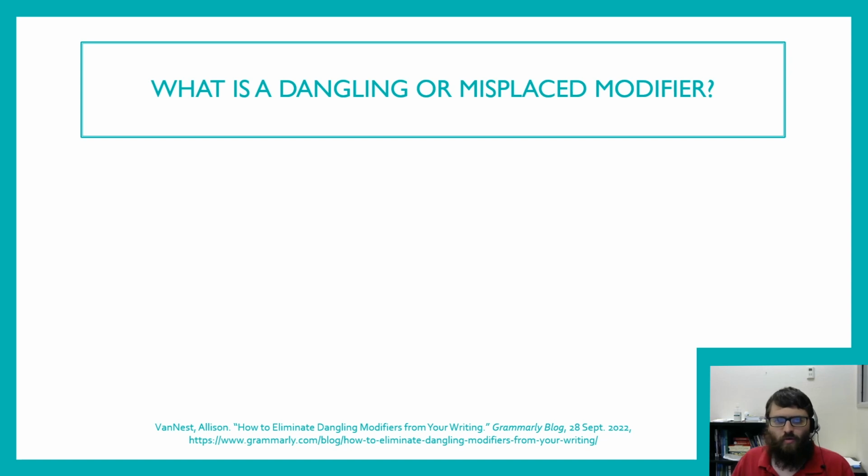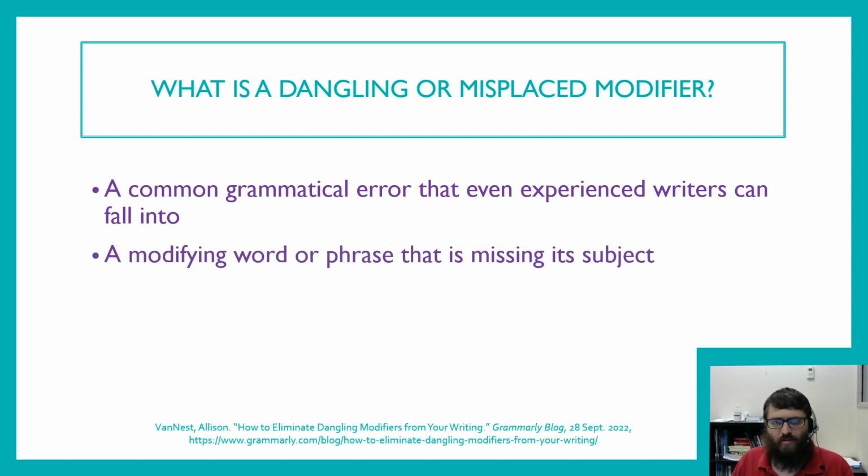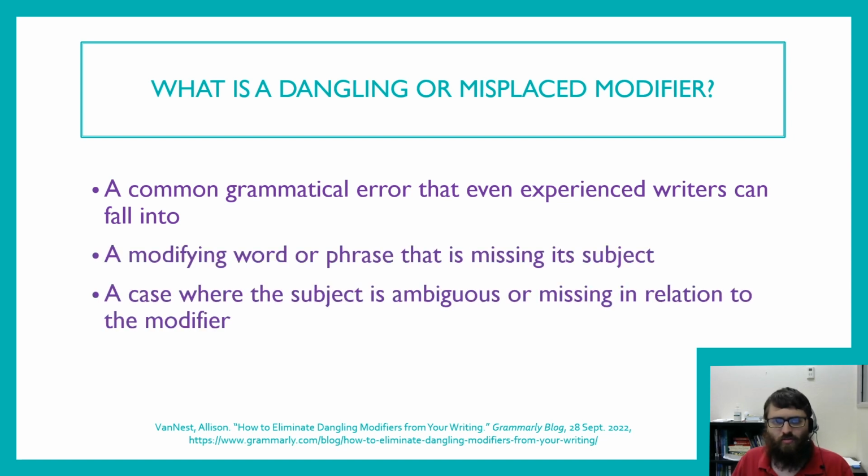Now, what is a dangling or misplaced modifier? A dangling or misplaced modifier is a common grammatical error that even experienced writers can fall into. A dangling modifier is a modifying word or phrase that is missing its subject, or is a case where the subject is ambiguous or missing in relation to the modifier.